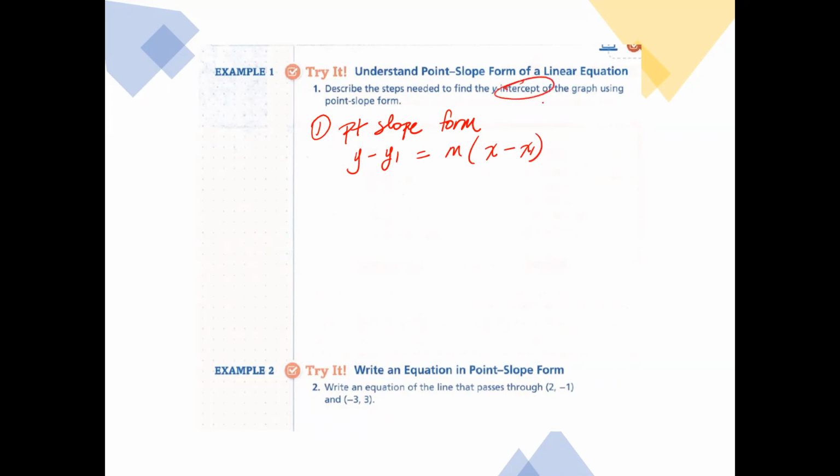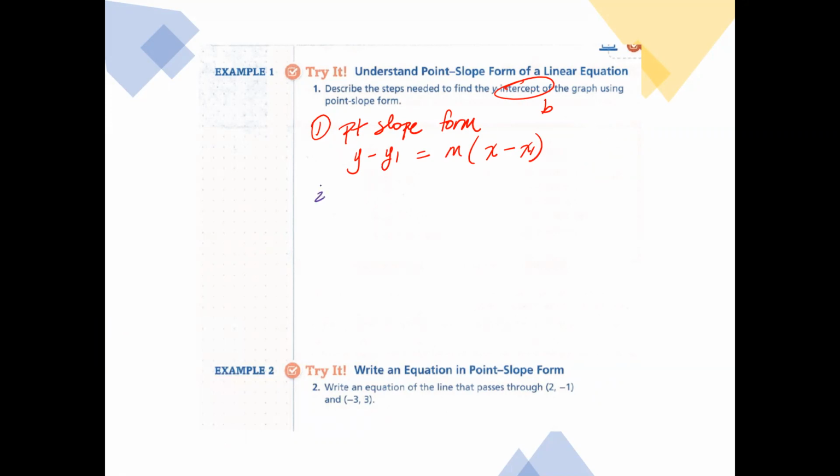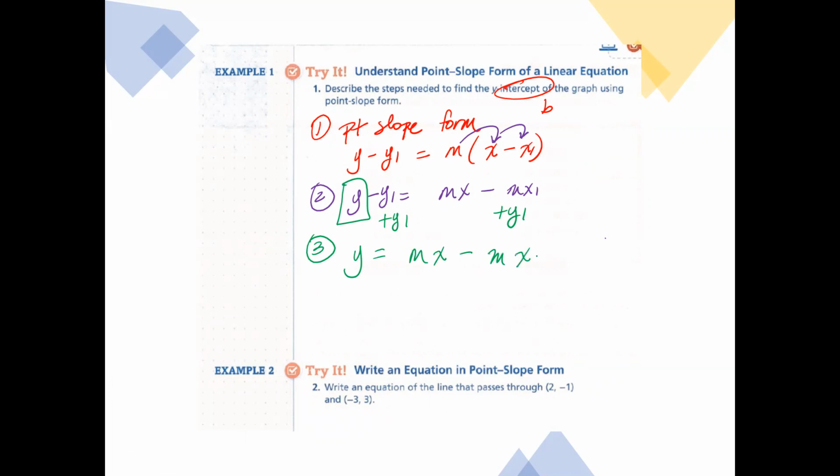So in order to find the y-intercept, which is your b value, you will need to do the following. First you want to distribute the m. So you have y minus y sub 1 equals mx minus m x sub 1. Then you need to isolate the y by itself. So I'm going to add the y sub 1 to everything here. So y is equal to mx minus mx1 plus y sub 1.